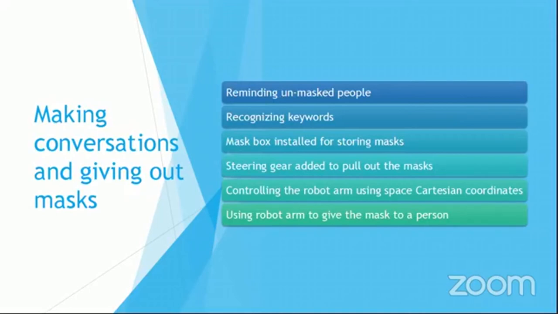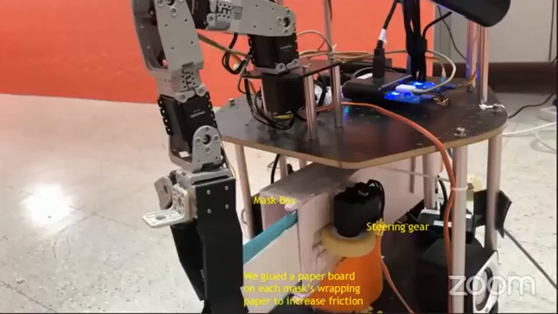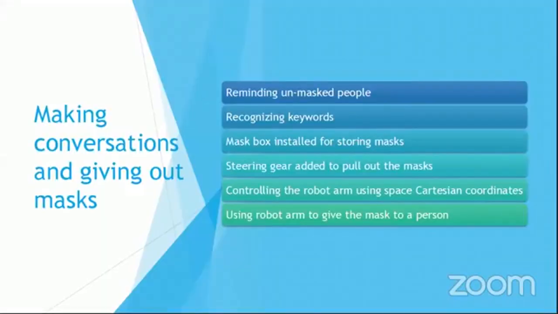To give out masks, we made a mask box and installed it on the robot. We also installed a steering gear to take the masks out of the box. This is a photo of the mask box and the steering gear we added. After a mask is pulled out, the robot arm will reach for the mask and lift it to the person.